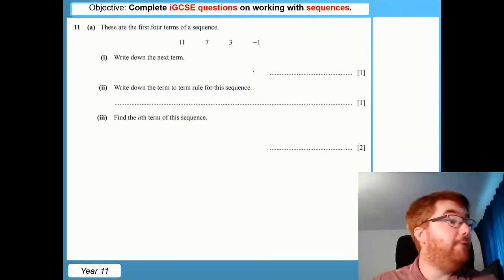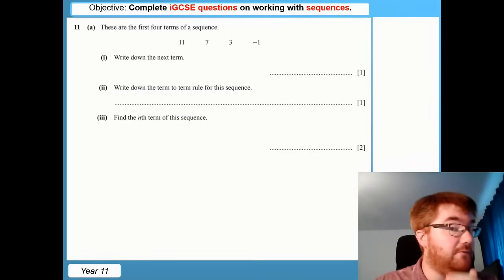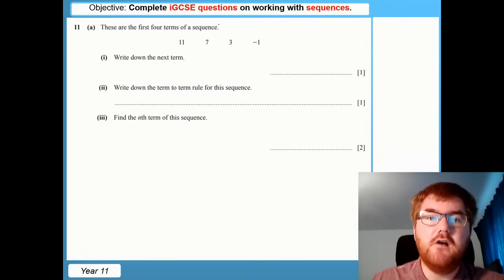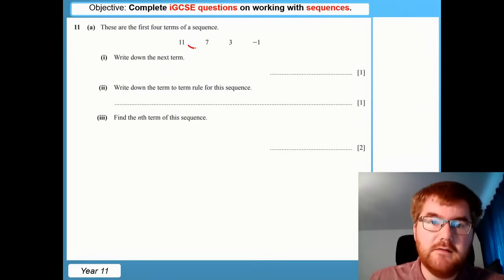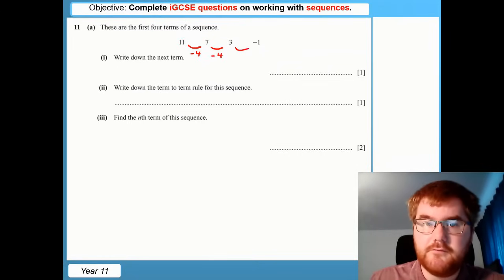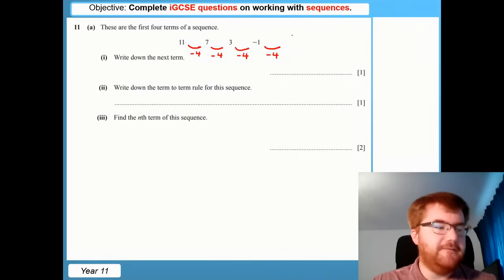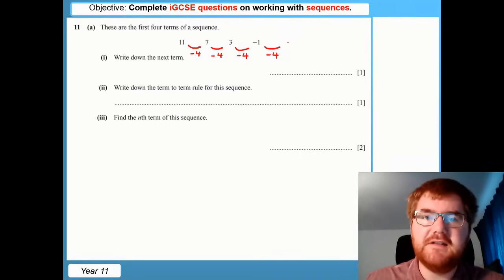So this comes from a paper 4 rather than a paper 2, so it's going to be a little bit more involved. So these are the first 4 terms of a sequence. Write down the next term. Well, let's see what's going on here. Well, this is going down in 4. 11 minus 4 is 7. 7 minus 4 is 3. 3 minus 4 is minus 1. So if we minus 4 again, think of it like temperature. It's minus 1 degrees. It gets 4 degrees colder. Then that's going to be minus 5.